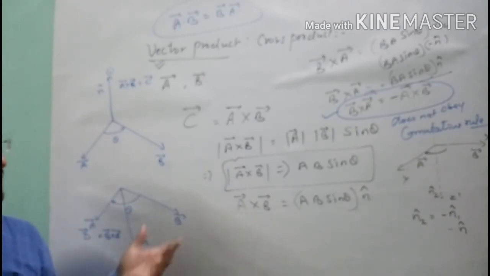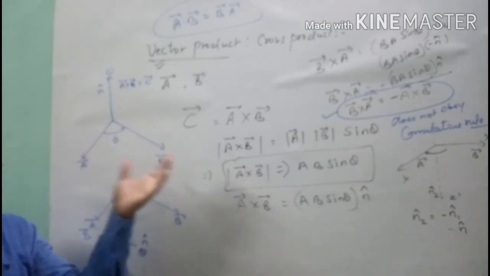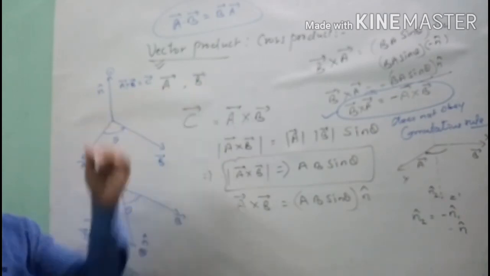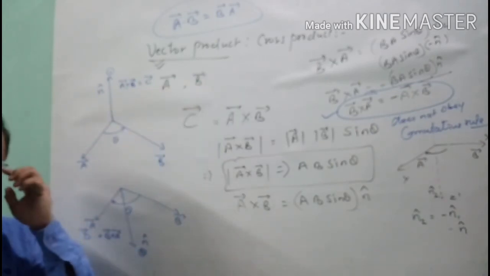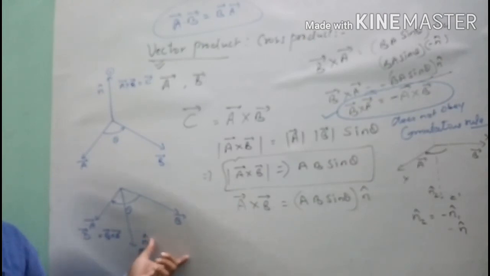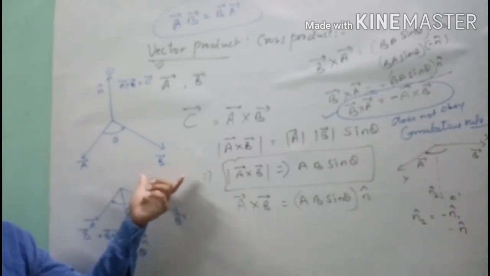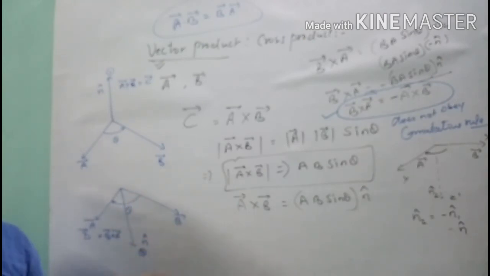So point is clear, student? This one is the fundamental of vector product and the definition of vector product, which is in front of you. After that we will discuss the rules of vector product in terms of orthogonal unit vectors. So for that, pause the video and note down.